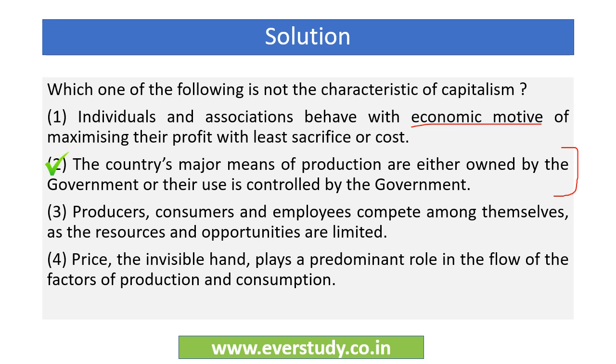Price is the invisible hand that plays a predominant role in the flow of factors of production and consumption. So price is a key factor here. If one person is paying a higher price for any factor of production, they are going to get that factor of production. So price is playing this key role. And on the consumption front also, if you are offering goods at a lesser rate, there are high chances of them being consumed. This is what happens in a capitalist economy. And so we are able to easily answer this question now: the second statement is not a characteristic of capitalism, because in capitalism the major means of production are owned by private people and not the government.